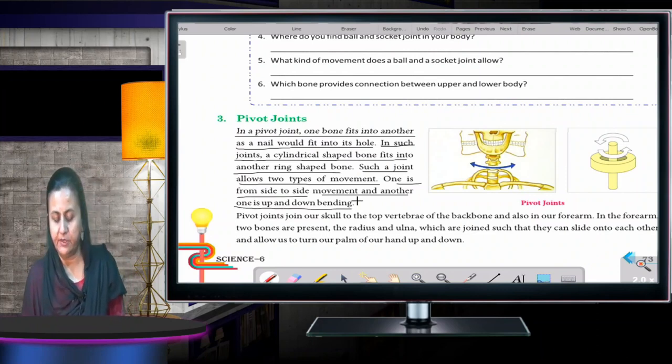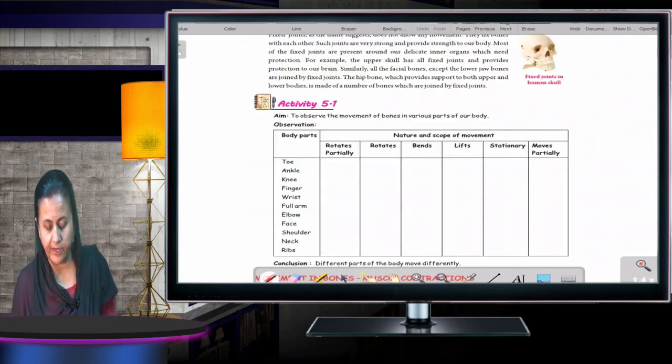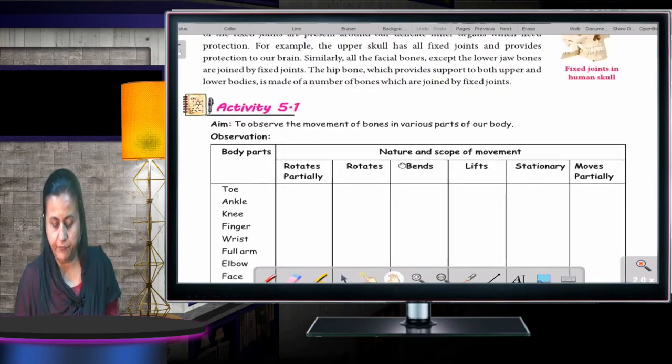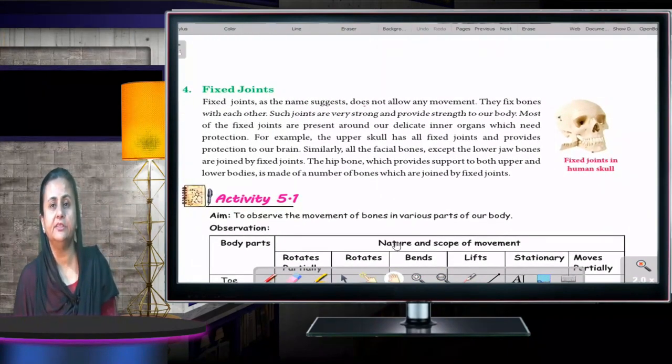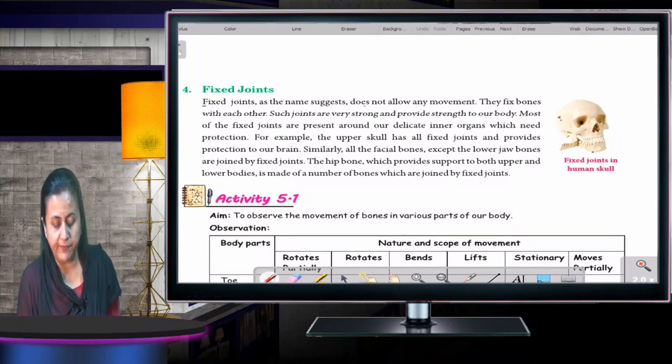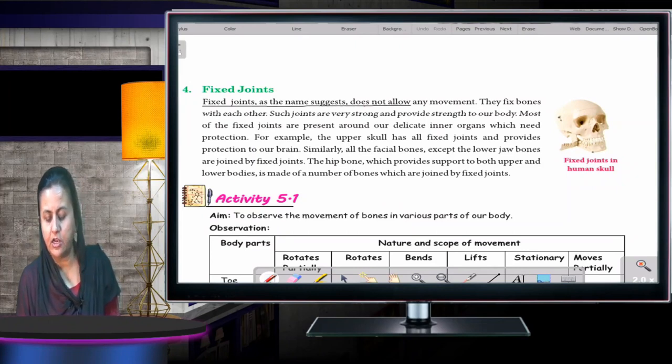Now we are going to move to the fourth one, that is the fixed joint. As the name suggests, the joints are all fixed, they do not move. Fixed joints do not allow any movement. They fix bones with each other. Such joints are very strong and provide strength to the body. Most of the fixed joints are present around the delicate inner organs which need protection. For example, the upper skull has fixed joints and provides protection to the brain.